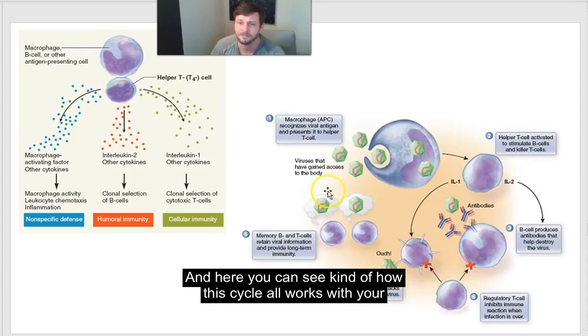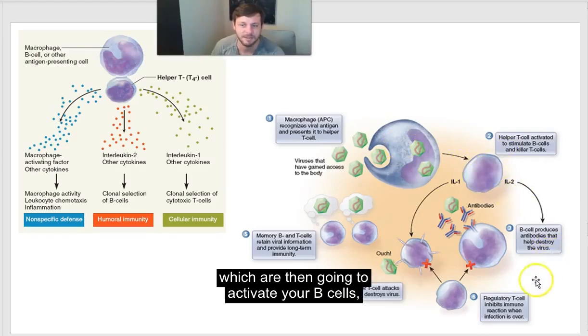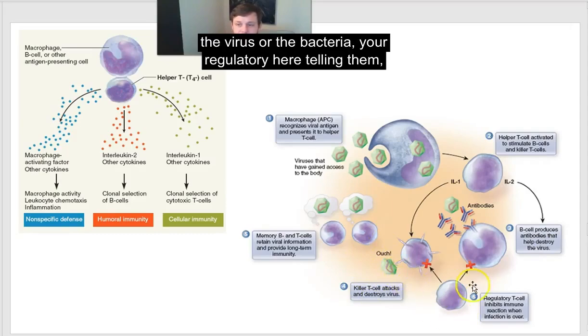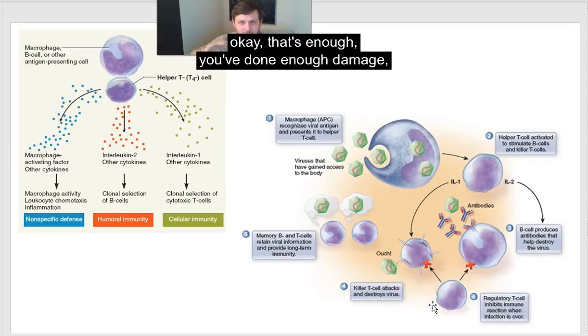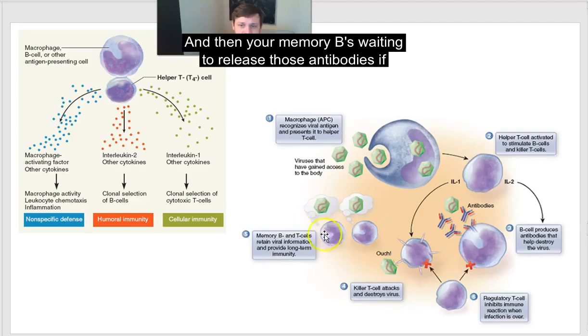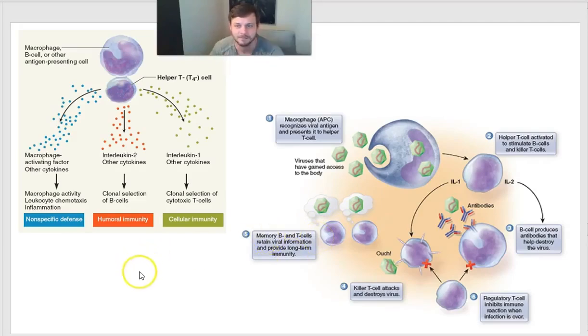And here you can see how this cycle all works, with your macrophages eating viral antigens, presenting them to your T helpers, which are then going to activate your B cells, which can then make antibodies. Also your killer Ts, which can go ahead and kill whatever it is, the virus or the bacteria. Your regulatory T cells here are telling them, okay, that's enough. We've done enough damage. There's no more enemy. It's cool. Relax, right? And then your memory B cells are waiting to release those antibodies if they come into contact with that antigen again.